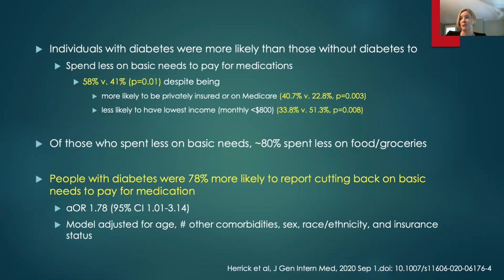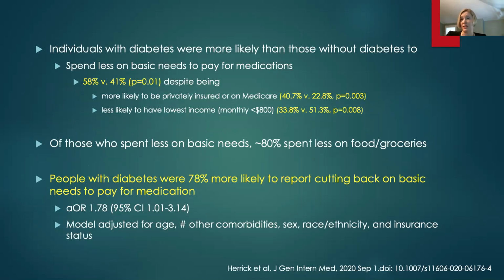Additionally, individuals with diabetes were more likely than those without diabetes to report spending less on basic needs to pay for medications. And this was despite the fact that those with diabetes were also more likely to be privately insured or on Medicare, and were less likely to be in the lowest income bracket in our study, which was a monthly income less than $800.